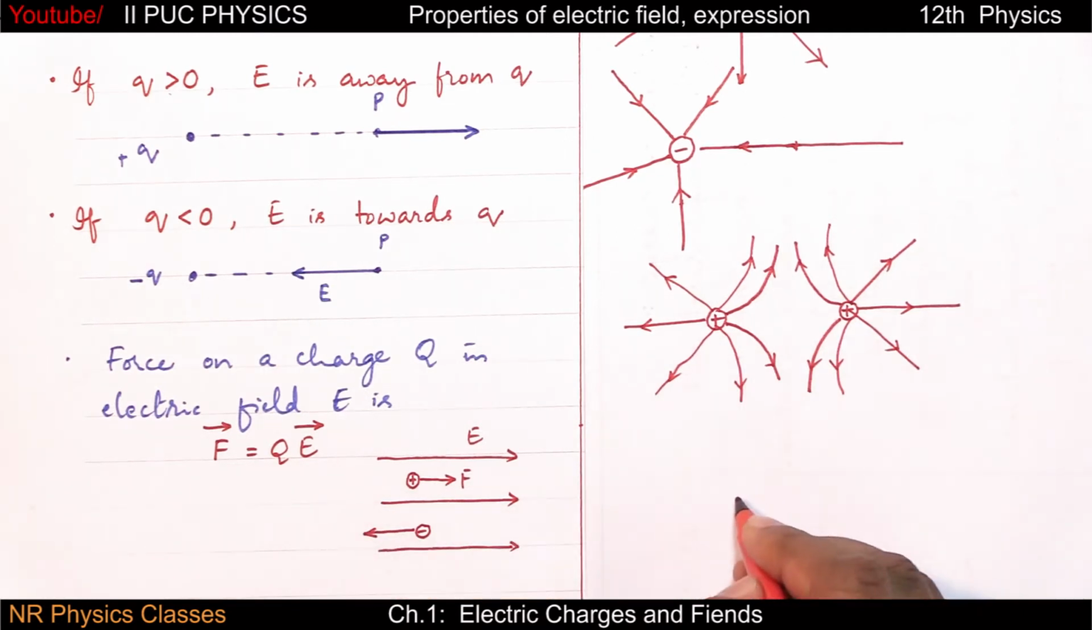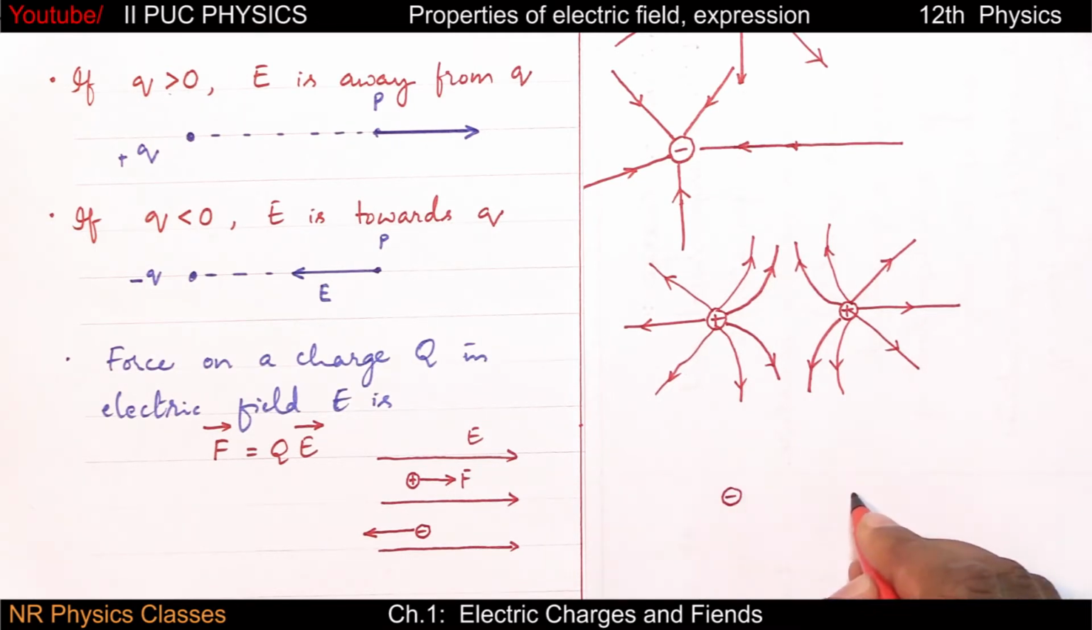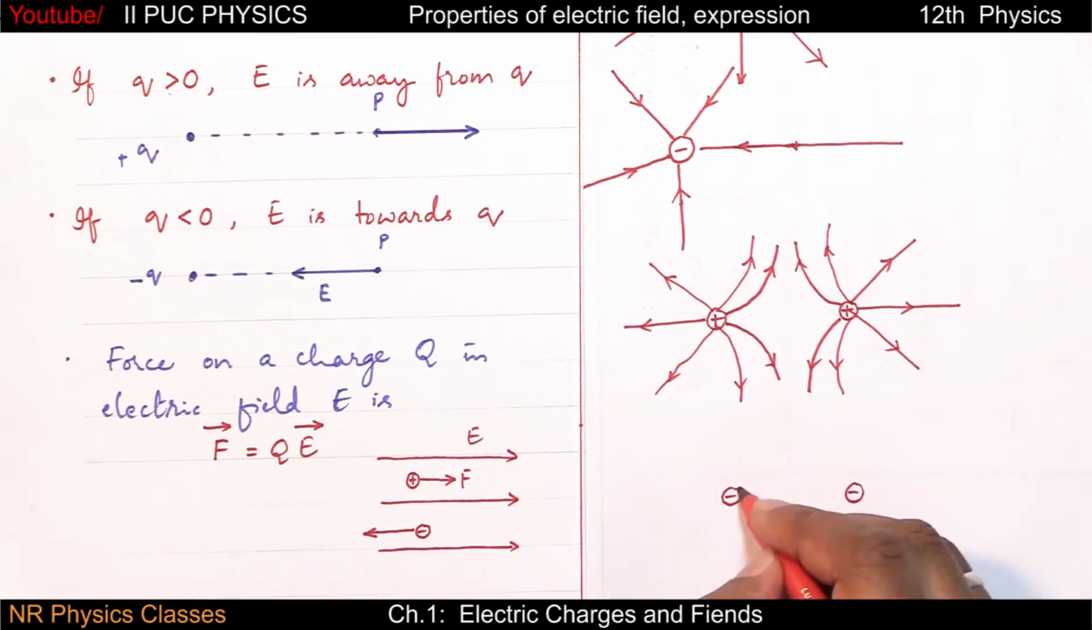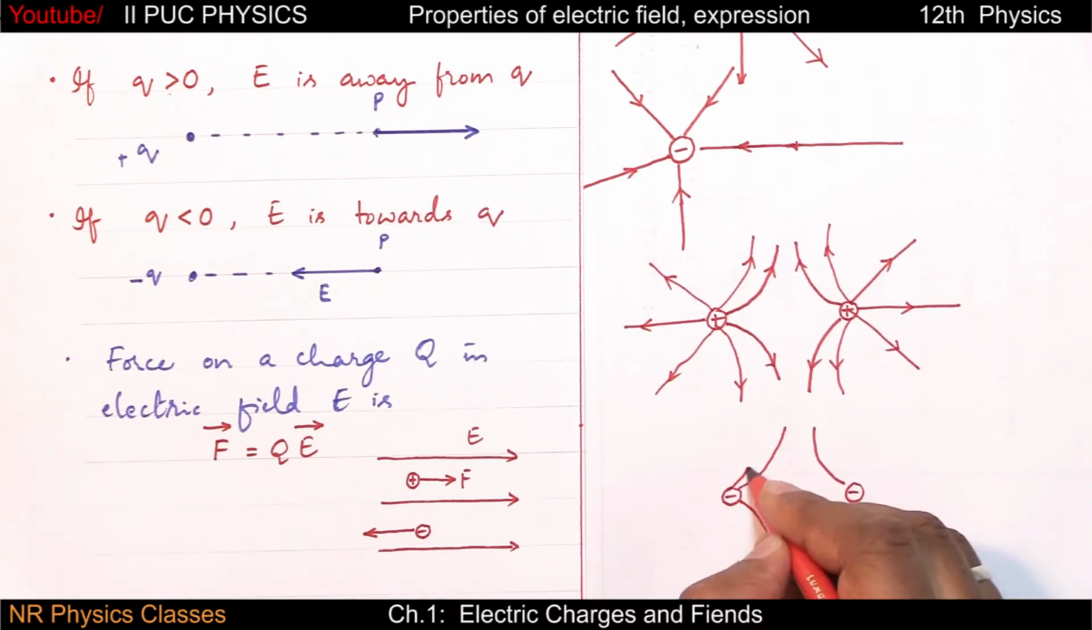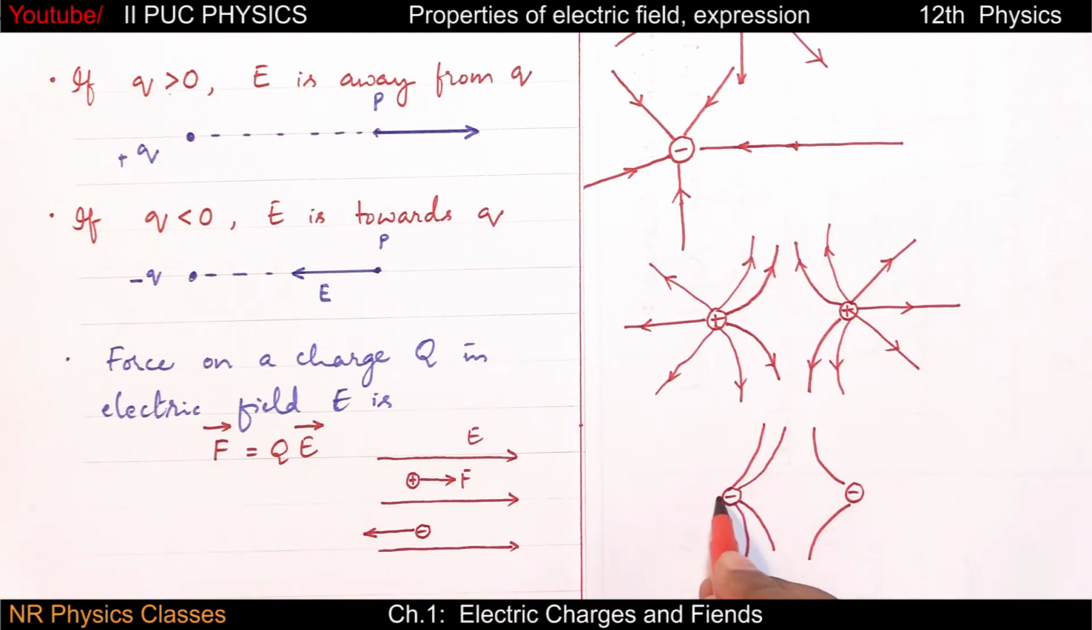If the identical charges are negative, for negative and negative also we should draw the same pattern, but the direction should be opposite.